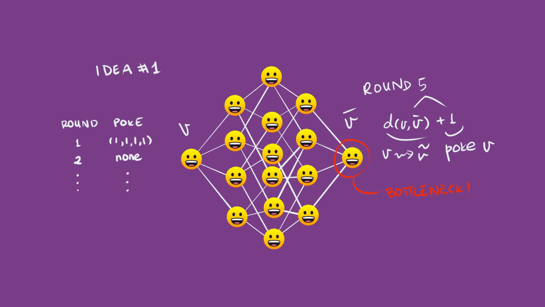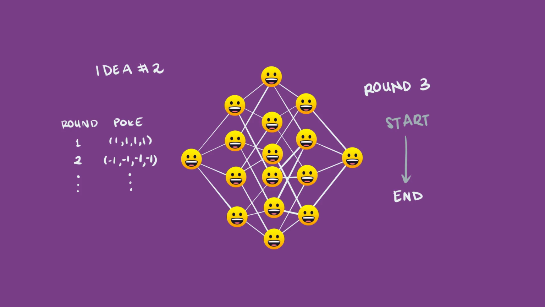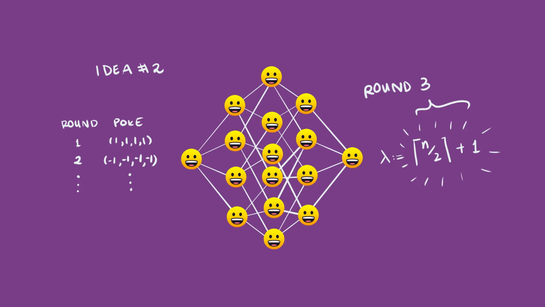In this strategy, the bottleneck is clearly the antipode of the starting node, or the all negative ones person. Let's try to fix that. Again, we'll wake up the all ones person on the first round. Then, on the second round, we'll wake up the all negative ones person. Now we wait. This strategy wakes everybody up in the ceiling of n/2 plus 1 rounds. That's a bit of a mouthful, so I'll call it lambda. Notice that everyone is at Hamming distance at most lambda minus 1 from the all ones person, or at Hamming distance at most lambda minus 2 from their antipode, the all negative ones person.